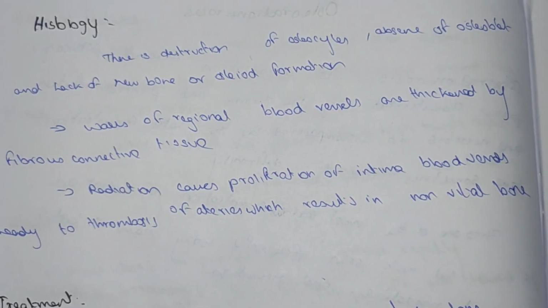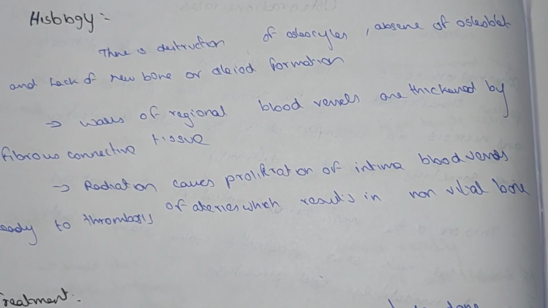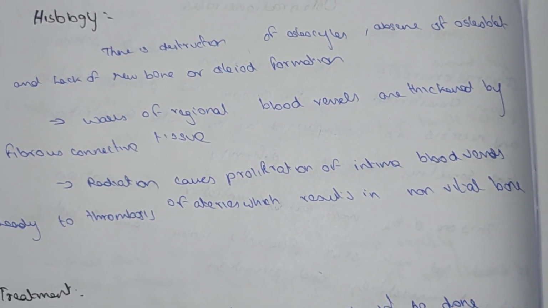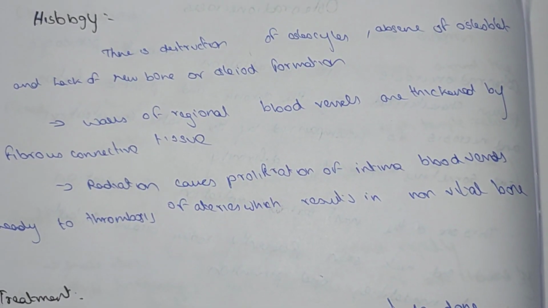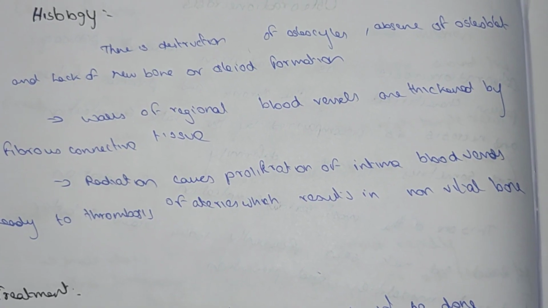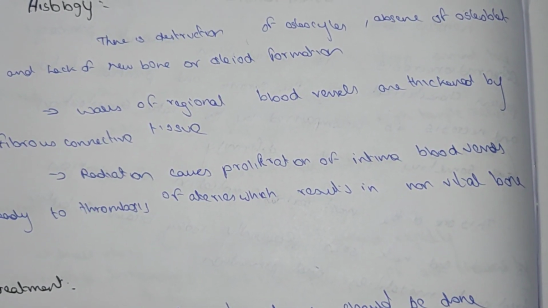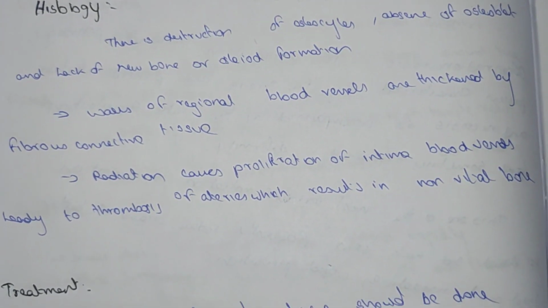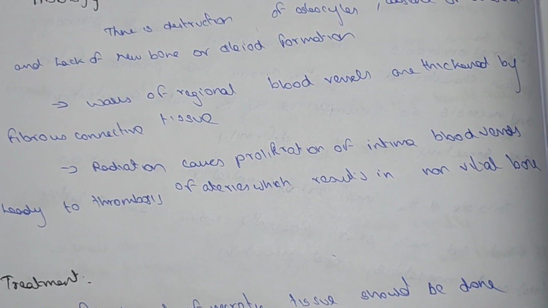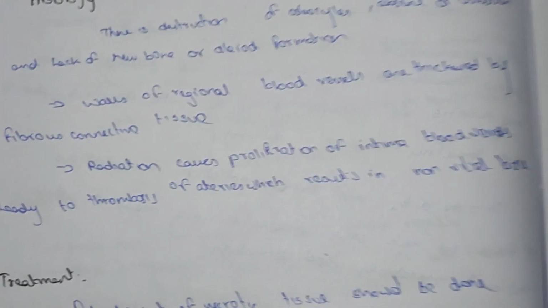The histology of osteoradionecrosis: there is destruction of the osteocytes, the bone cells, and there is absence of osteoblasts, the bone-forming cells, and lack of new bone formation. The walls of the regional blood vessels are thickened with fibrous connective tissue.